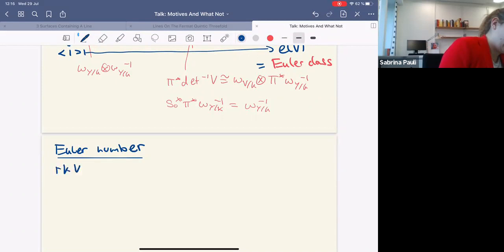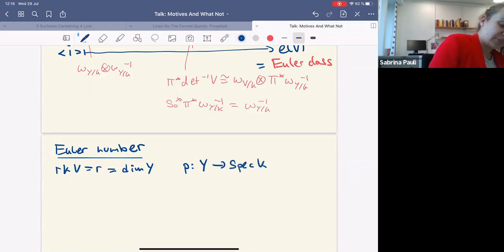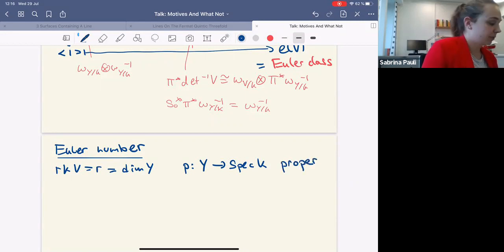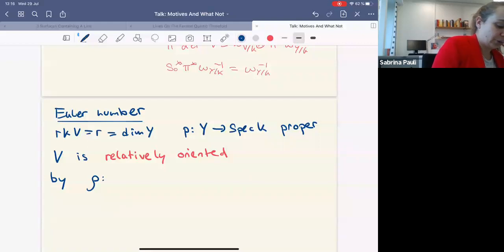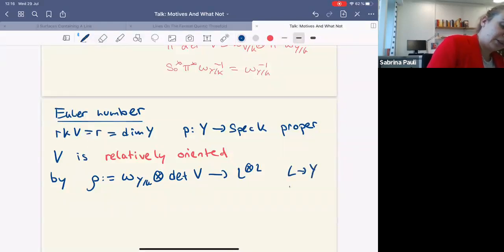Now assume that the rank of our vector bundle, I call it R, is equal to the dimension of Y. And let's also assume that the structure map from Y to spec K is proper, so I can apply push forward. And let's also assume that V is relatively oriented. By this I mean that there's an isomorphism, let's call it rho, from omega Y over K tensor the determinant bundle of V to the square of a line bundle. And now L is a line bundle over Y.